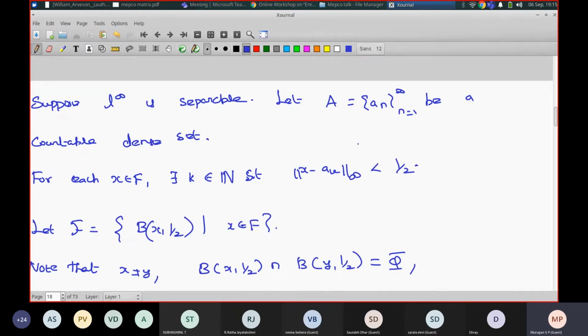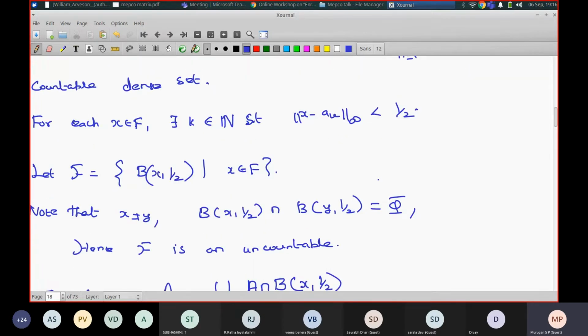By using the denseness, for each x belonging to X, you can find a positive integer k such that the norm of x minus a_k is less than 1 by 2. Then you can collect all open balls with center x and radius 1 by 2, where x varies over the set F, where F is the set of all sequences of zeros and ones.